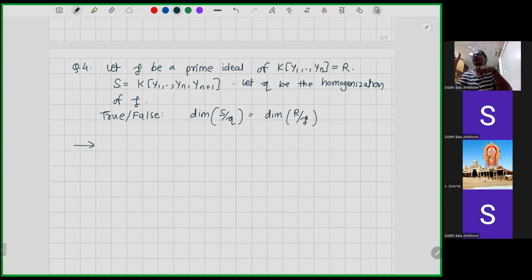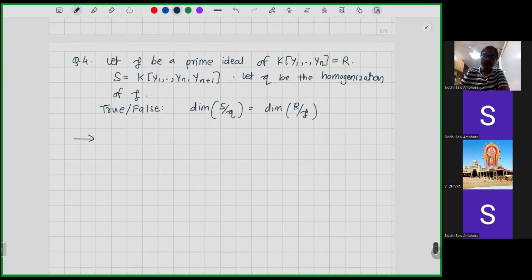So in the integral closure case which we had, it was equal, but here my S and R are completely different. R is the polynomial ring in n variables, S is the polynomial ring in n plus 1 variables, and Q is the homogenization of the given ideal P. So this statement is actually false. The correct statement is that the dimension of S mod Q is the dimension of R mod P plus 1.